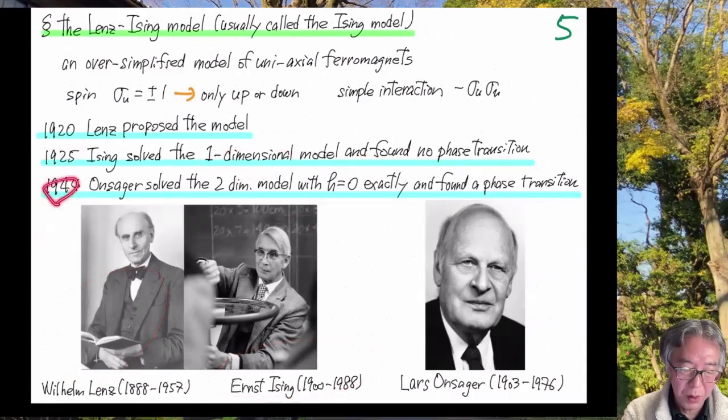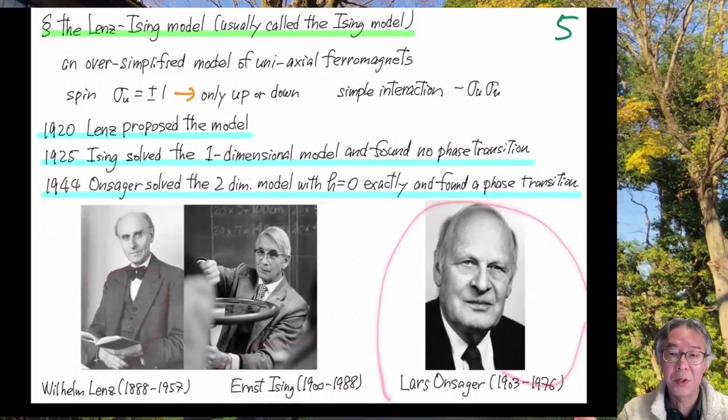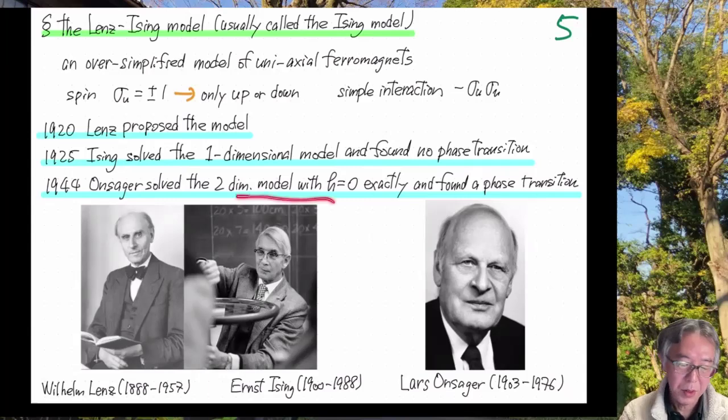But in 1944, Lars Onsager, he is one of the giants, one of the gods in statistical physics. He has really important work in non-equilibrium statistical physics and everything. But anyway, this is one of his great works. In 1944, Onsager exactly solved the two-dimensional Ising model at zero magnetic field, and he found a phase transition. Okay, and this is also a very interesting topic, but we're not going to discuss this exact solution in this mini course. Instead, we discuss something else.